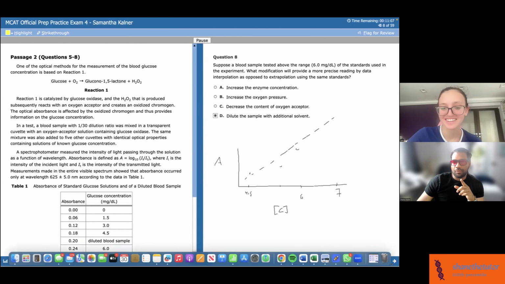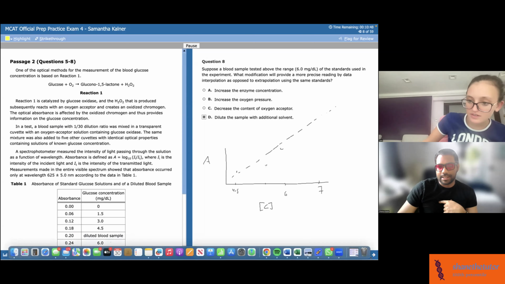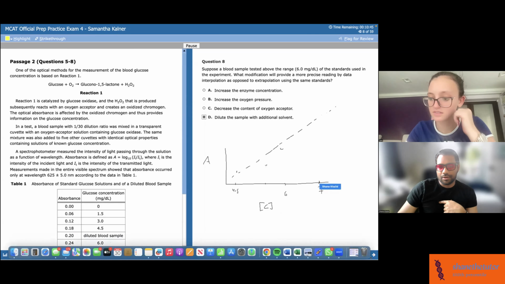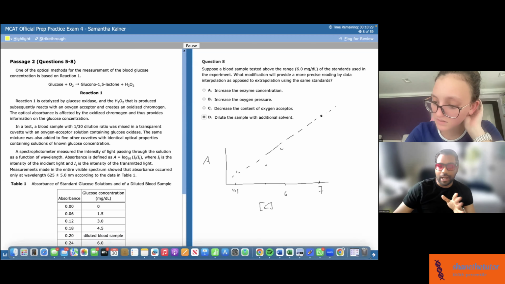Oh yeah, I wanted to see if you wanted to know the difference between interpolation and extrapolation. Definitely, so that if it comes up again. We have data until a glucose concentration of 6, right? So if we were to guess what the absorbance would be at a glucose concentration of 7, we would use the line of best fit to figure out the value for something beyond the range that we've already measured. So that's extrapolation.